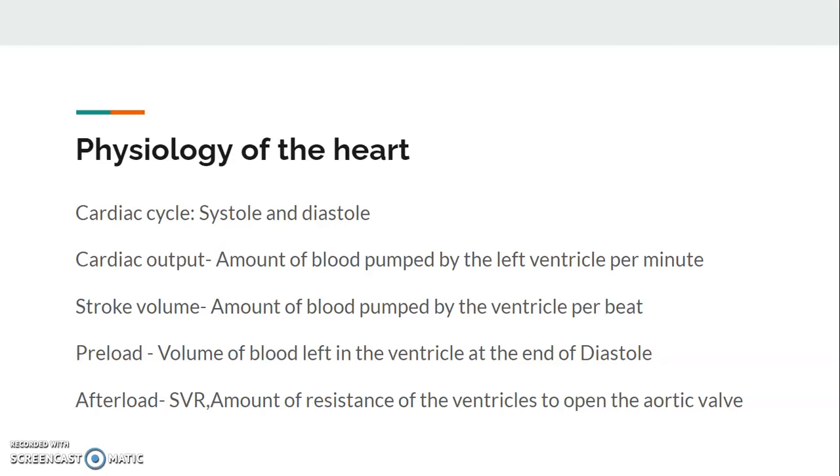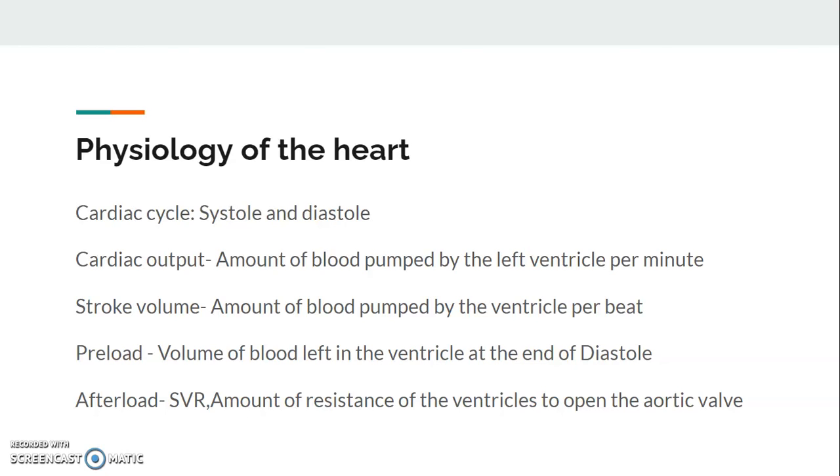Cardiac cycle is a systole and a diastole, that is contraction and relaxation of the heart. Stroke volume is the amount of blood pumped by the ventricle per beat, and cardiac output is the amount of blood pumped by the left ventricle per minute. When you want to calculate cardiac output, you have to multiply stroke volume by heart rate.